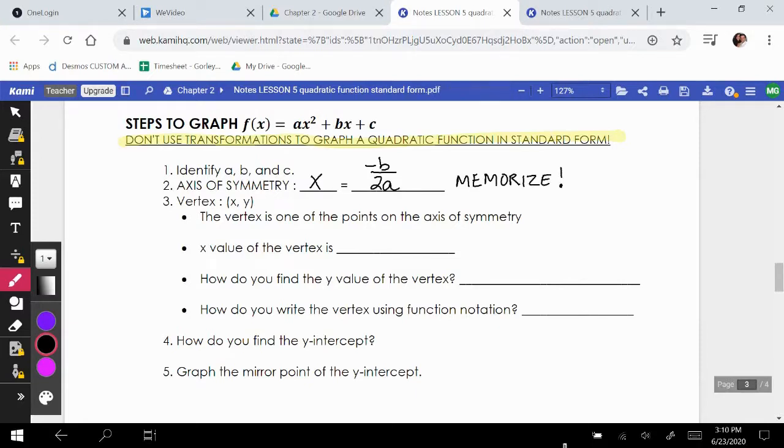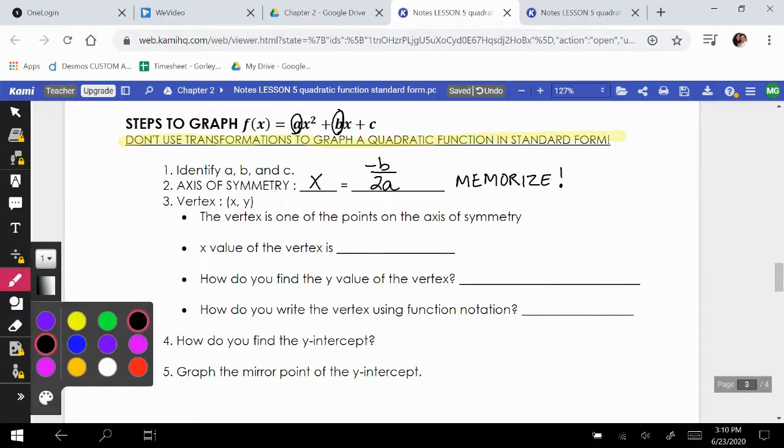Okay, so I would take the b value and the a value and use negative b over 2a to get the axis of symmetry. The vertex is one of the points on the axis of symmetry. Therefore, the x value of the vertex is also negative b over 2a.